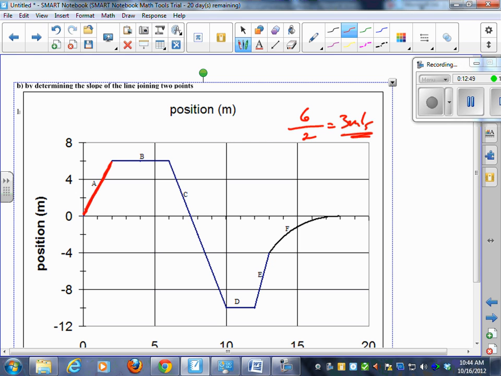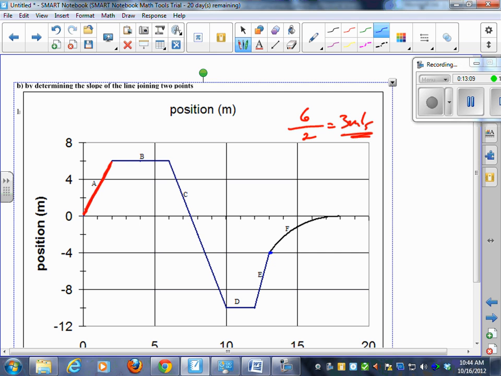Okay, you don't have a lot of room there, but at the bottom it says determine the average velocity for the remaining intervals as well as the entire trip. So I want you to tell me what's the slope of the line for intervals B and C and D and E, and what are we going to do in F? We're going to do what, Nick?